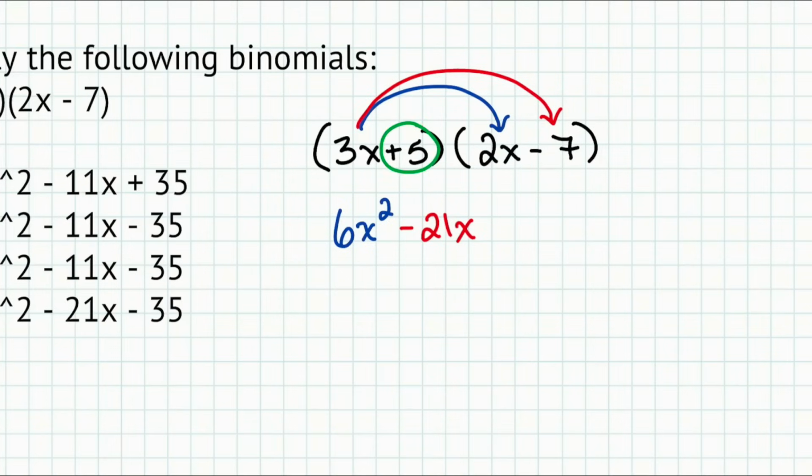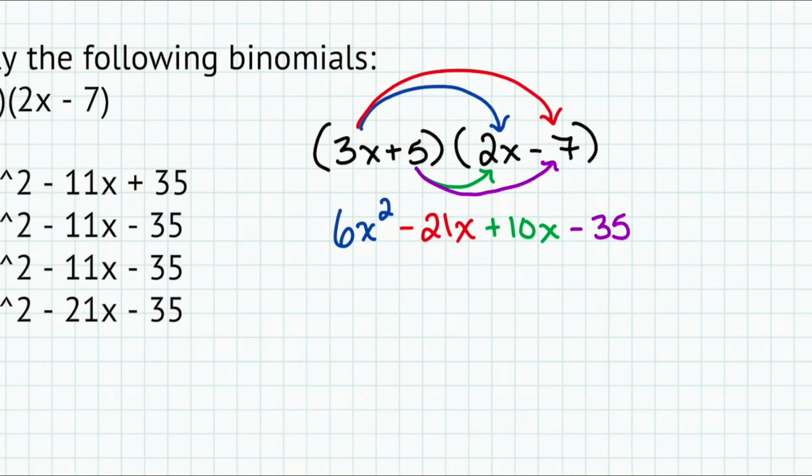Now we have to take care of distributing the 5. So we'll distribute the 5 to the 2x, and we'll also distribute the 5 to the negative 7. And that's it. That's really all you have to worry about. Everything from one parentheses multiplies with everything from the other. So in green, we're going to have 5 multiplied by 2x, which is going to be a positive 10x. And then from there, we have 5 multiplied by negative 7, which is going to give us negative 35. Sweet, we're good.